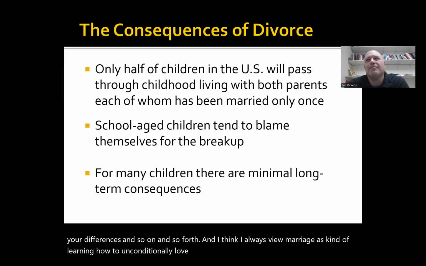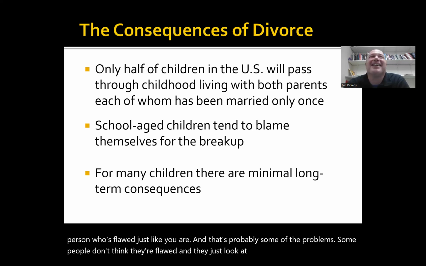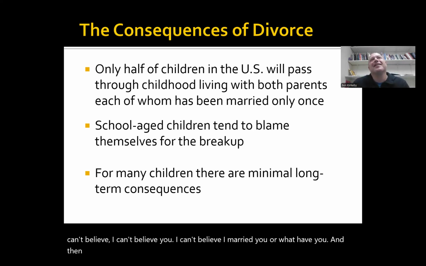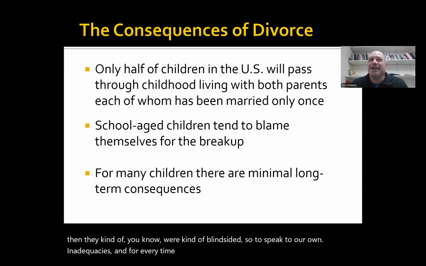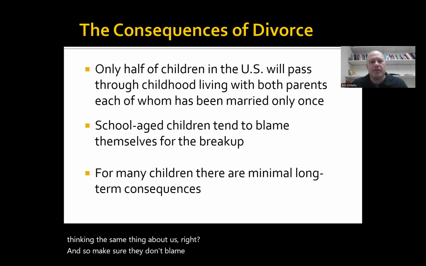Like now you're in a partnership with this other person who's flawed, just like you are, and that's probably some of the problem. Some people don't think they're flawed, and they just look at their partner and see flaws. I can't believe I married you, or what have you, and we're kind of blindsided, so to speak, to our own inadequacies. And for every time we think that our partner's flawed, they're probably thinking the same thing about us, right? And so make sure they don't blame themselves for the divorce.